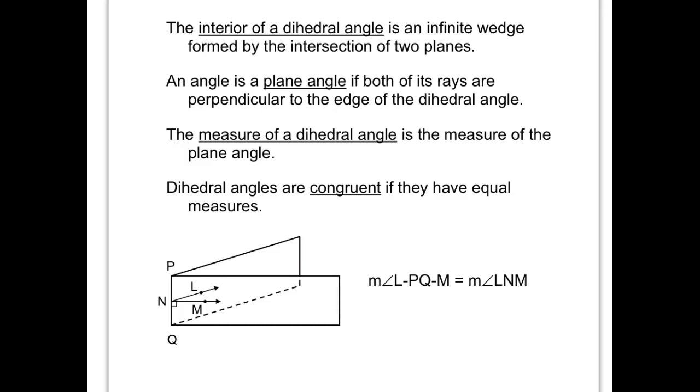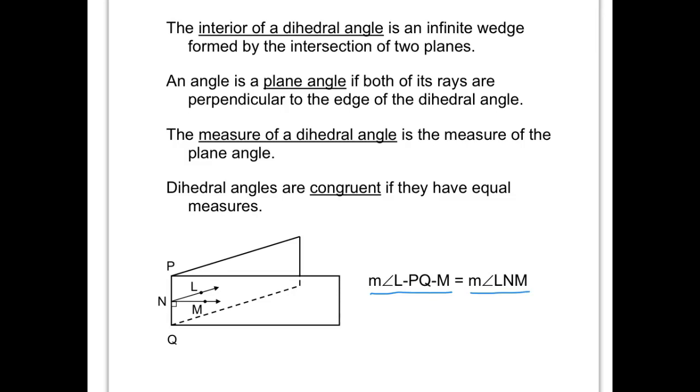Now, in order to measure a dihedral angle, we have to measure the plane angle. And the plane angle is formed when you take two rays that are perpendicular to the edge of the dihedral angle. So you notice how this is a right angle, and then if you can see this one as well, it's a right angle. So if I want to measure angle LPQM, that's the dihedral angle, then I would have to measure that plane angle.